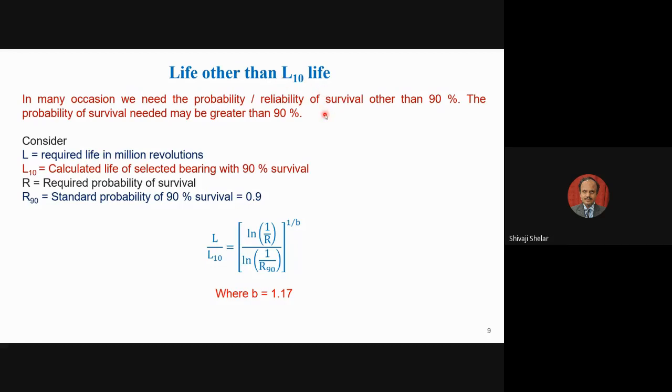So there is a relation between reliability, probability of survival, and life. Consider L is the required life in million revolutions, the actual life required. L10 is the calculated life for the selected bearing with 90% survival, and R is the required probability of survival.